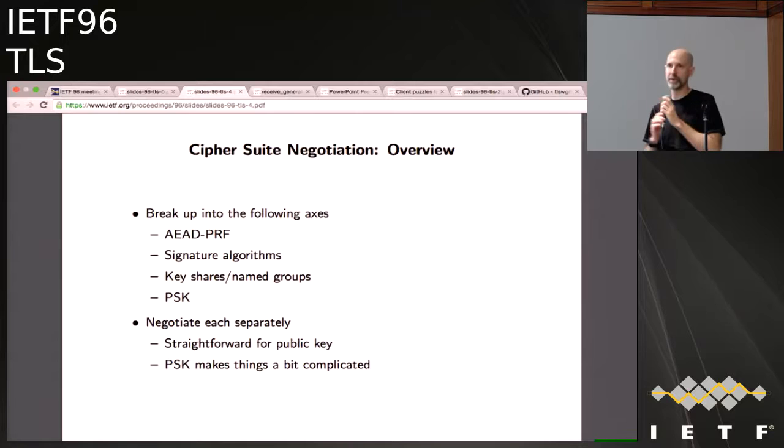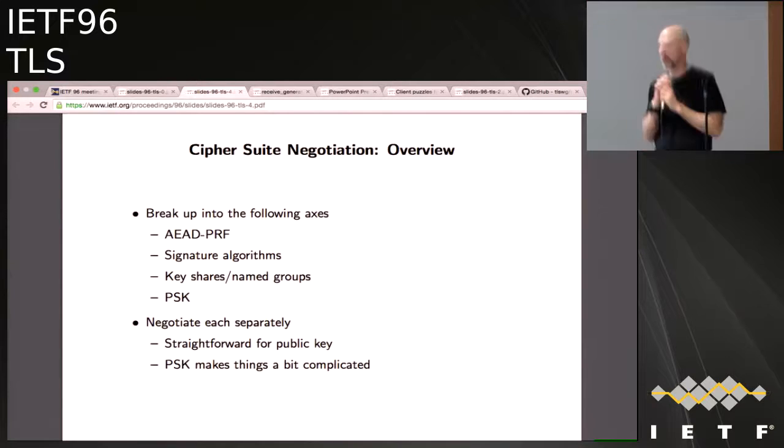So breaking these up into four axes and negotiating them as separately as you possibly can, which is fairly separately, but not completely separately, is actually incredibly straightforward for all the public key modes. And if we didn't have PSK, this would be incredibly straightforward. PSK makes it somewhat more complicated, but it's not as complicated as you'd think. And I think certainly less complicated than it was when you had everything in one box.